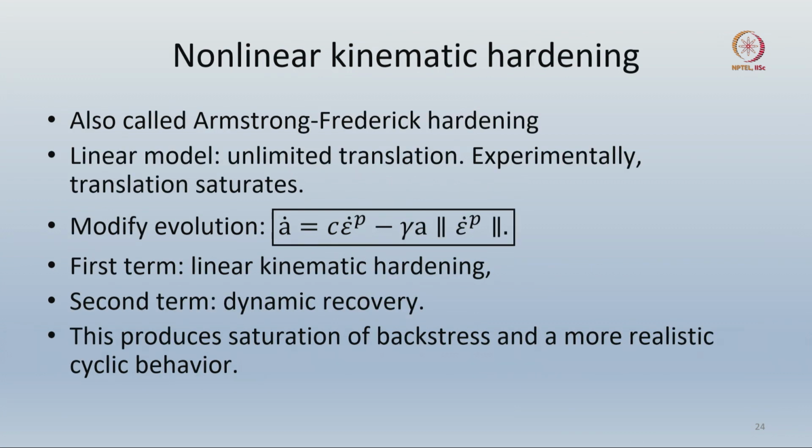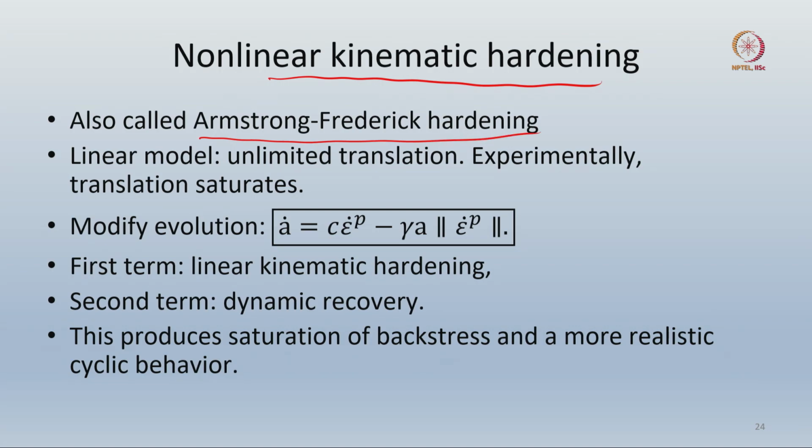As I said, the linear kinematic hardening has its own problem, because the hardening goes on happening indefinitely, increasing the back stress indefinitely. That is not how the energy will be stored indefinitely. Bodies cannot store infinite energy. So, therefore, there has to be a limit somewhere. So, the nonlinear kinematic hardening addresses that in some way. Okay. This is also called the Armstrong-Frederick hardening.